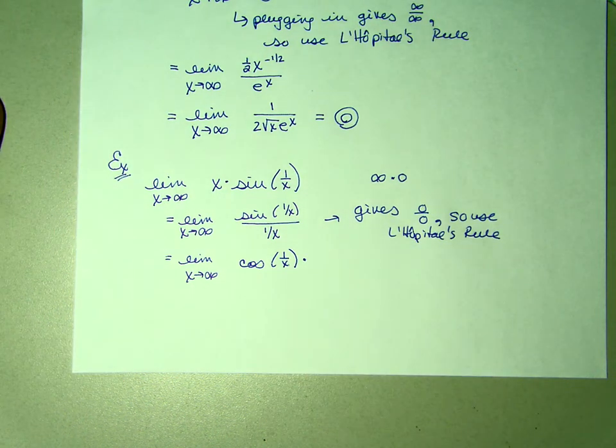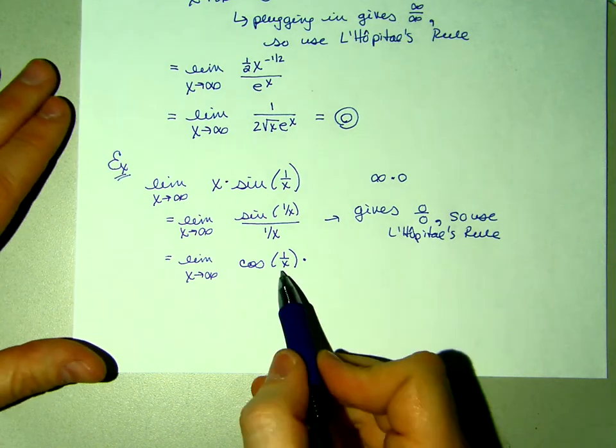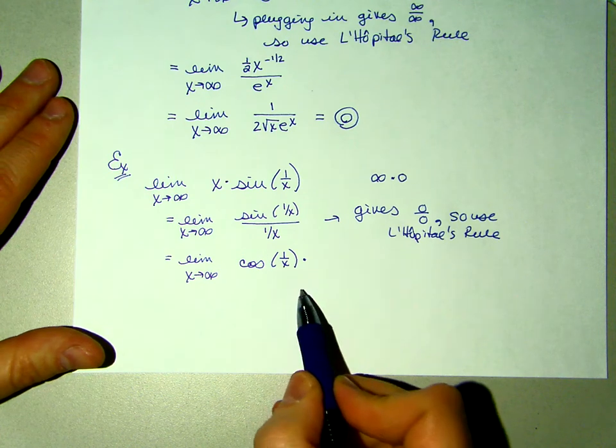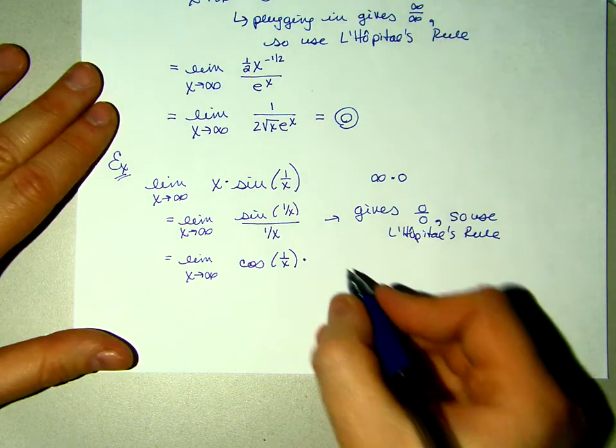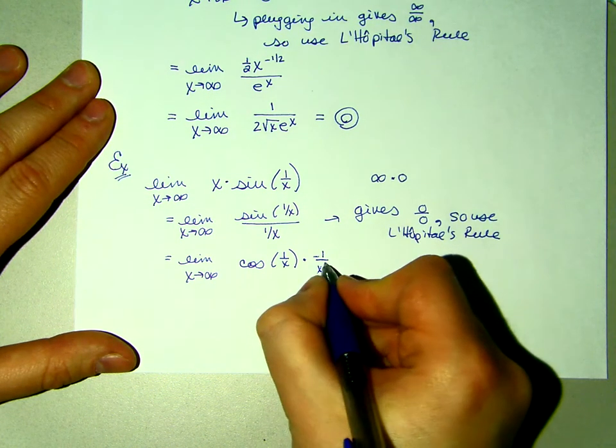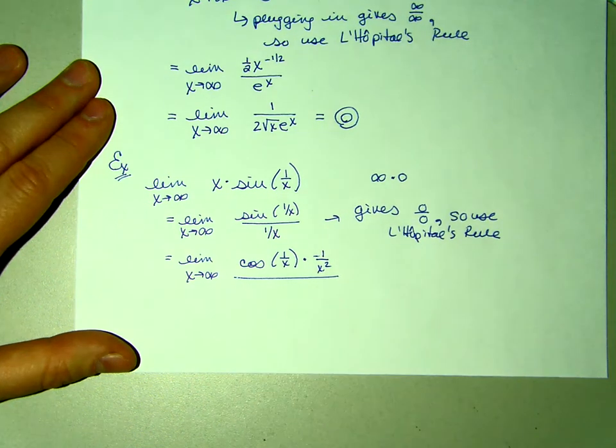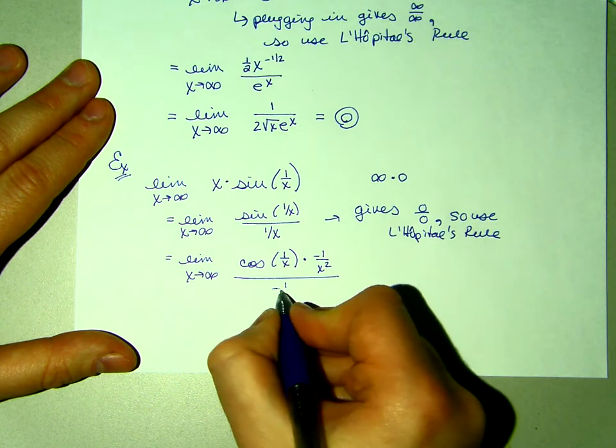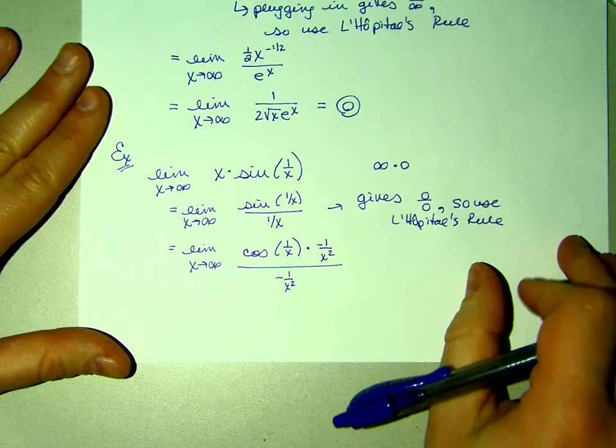What was that? Negative 1 over x, where we're using power rule on this thing. We're using chain rule to do the derivative of x to the negative 1. That's negative 1 x to the negative 2, negative 1 over x squared. In the denominator, what's the derivative of that thing? You already did it. Negative 1 over x squared.